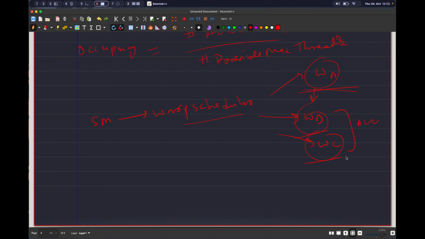So high occupancy is very crucial for hiding the memory latency. The warp scheduler will always try to schedule from a large pool of ready-to-run warps, and it ensures that the compute cores are always busy, instead of waiting for some other warps to wait for the data from global memory to arrive.